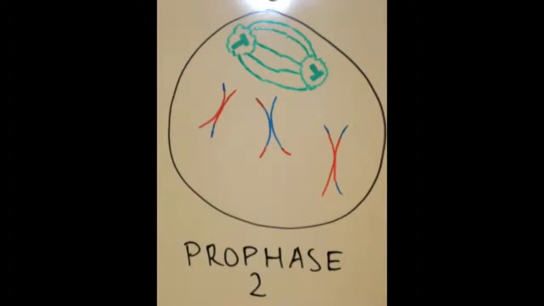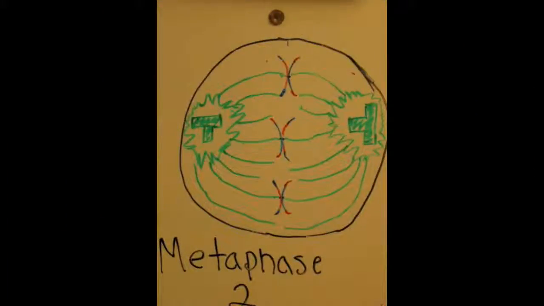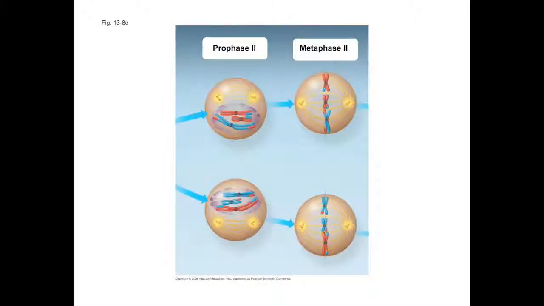During prophase 2, the spindle fibers reform and move to opposite poles. The chromosomes begin to move towards the metaphase plate. In metaphase 2, the chromosomes line up along the metaphase plate. The two sister chromatids are not genetically identical due to crossing over. Each chromosome is attached to a spindle microtubule at its centromere.